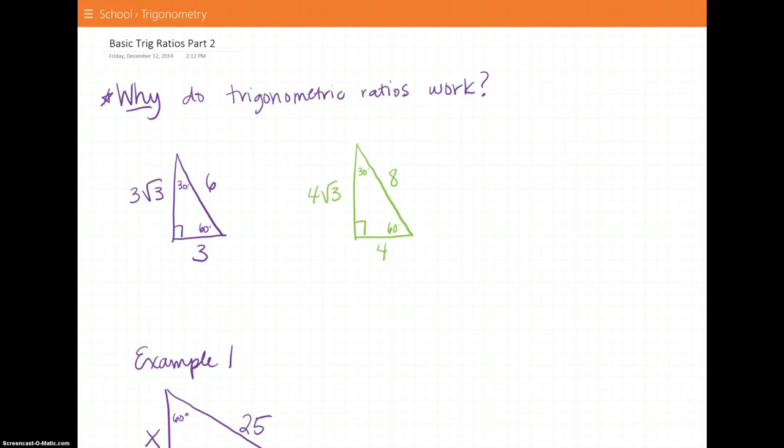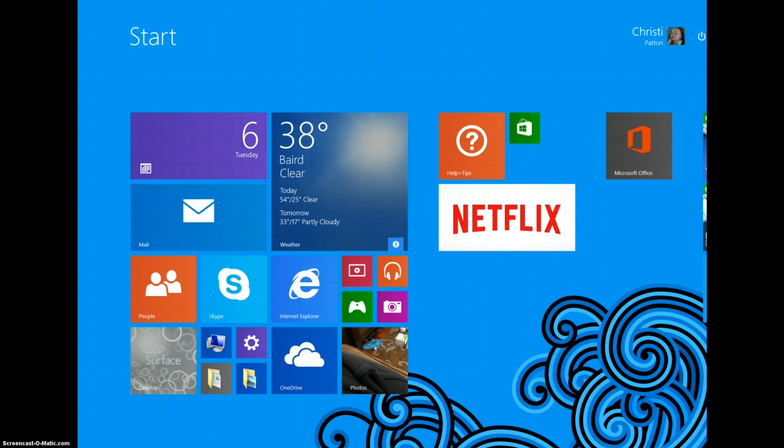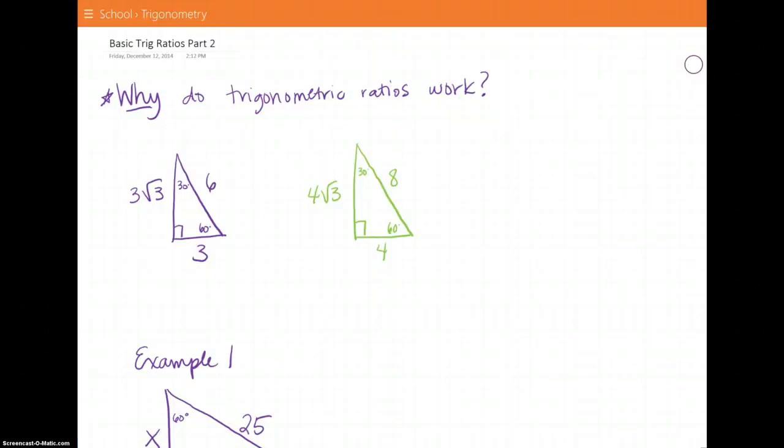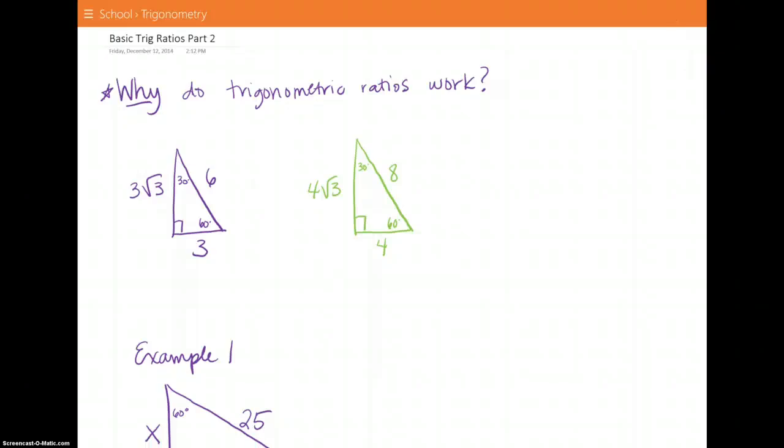And if you're having a hard time answering that question, it might be helpful for you to think about the two triangles I've drawn here. The two triangles I've drawn here both have 30, 60, 90 angles in them. So why is it that their ratios turn out to be the same? So think about that and see if you can respond to that question in your summary on your whisk. We will talk about that in class tomorrow.